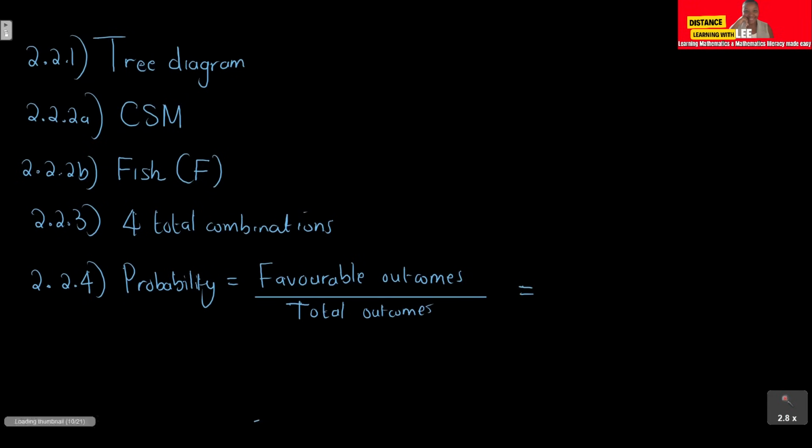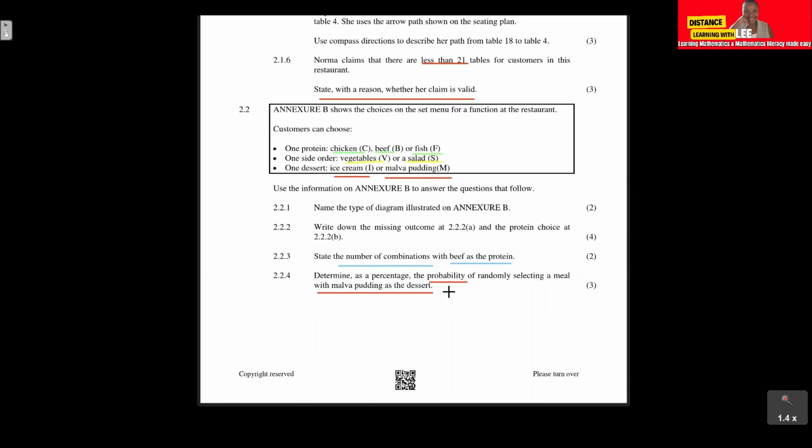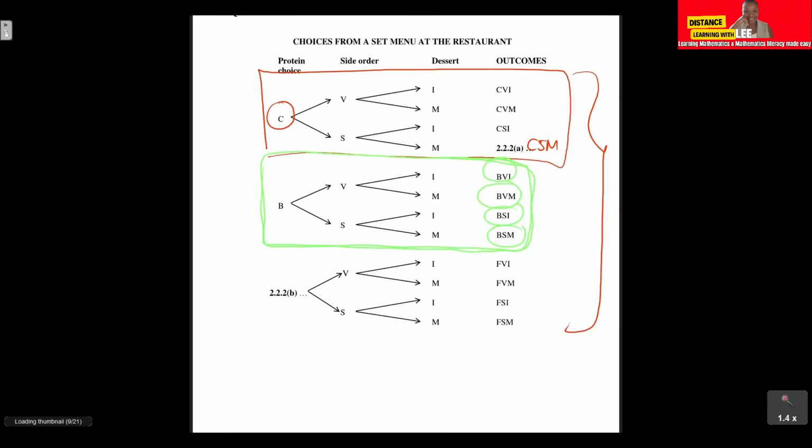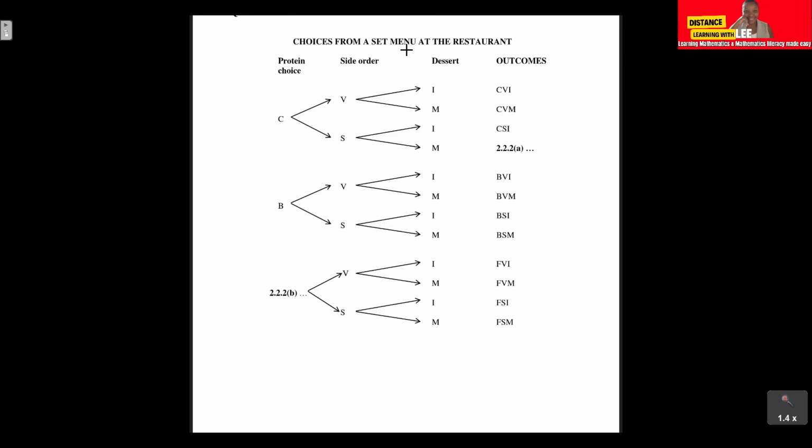So here, what are our favorable outcomes? What we want is selecting a meal with malva pudding. So we're going to have to look at all the outcomes that we have here and find the outcomes that have malva pudding. I'm just going to put the CSM here, guys. Don't make the mistake of forgetting that we have that missing value there. We found what it was, and it's CSM.